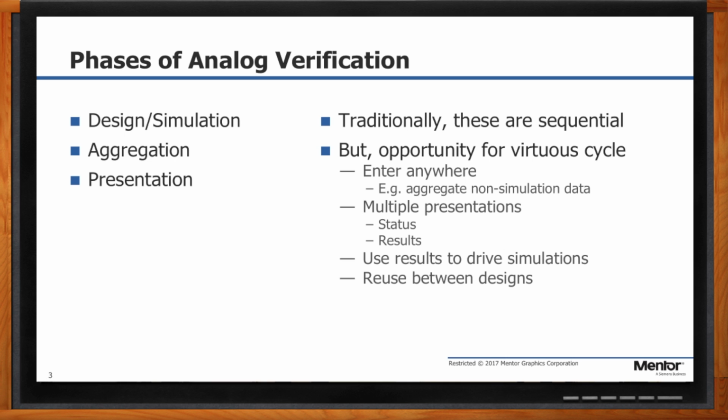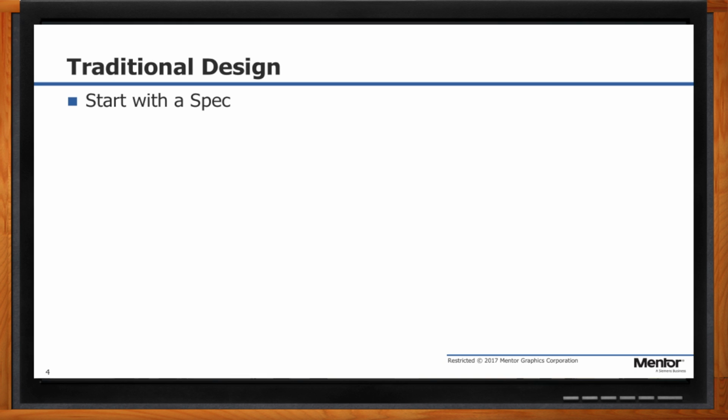Okay, so you said that traditionally this process is sequential. Let's start with explaining that as a baseline. So a traditional design, at its most basic, is these steps. You start with a spec, and for the moment, we'll ignore where the spec comes from. We'll just assume that it's given to us.